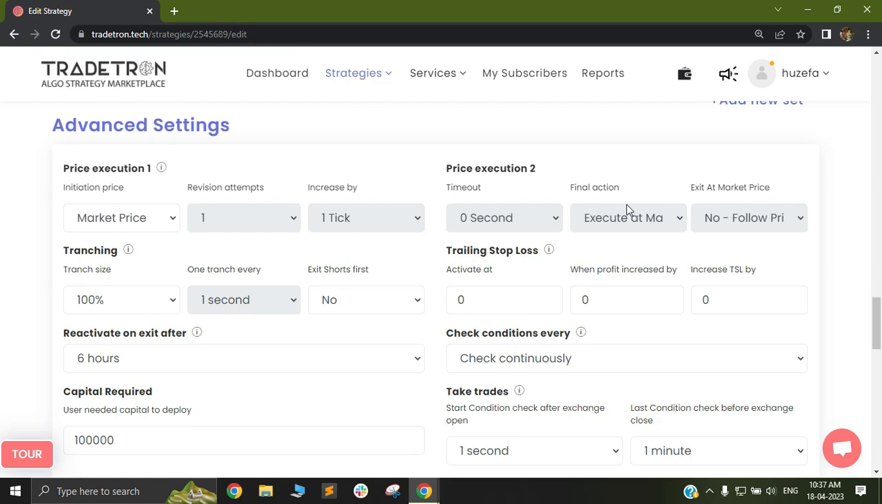Hello everyone. In this video, we are going to understand about the trailing stop loss feature in the advanced settings and how you can replicate a similar feature in the universal exit. So let's directly get to it.